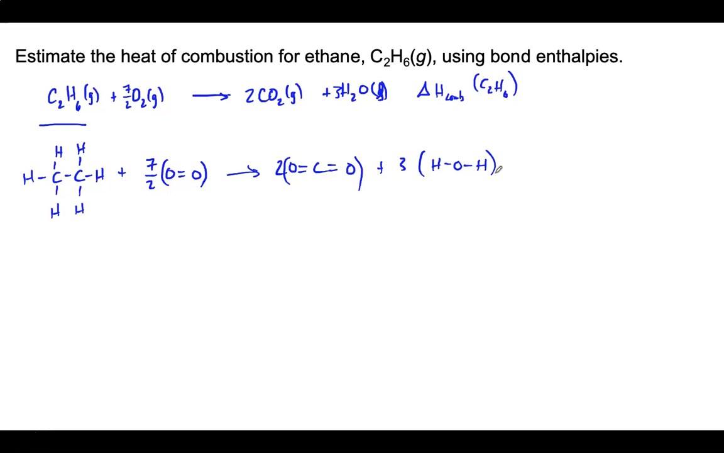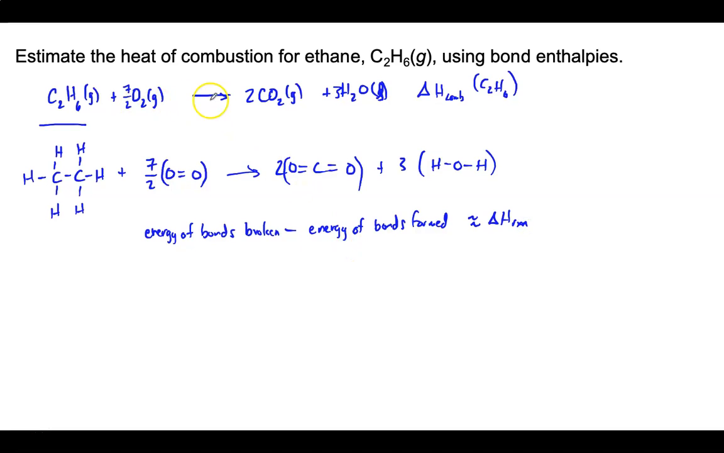Okay. So when you're doing bond enthalpies, what we do is the energy of bonds broken minus energy of bonds formed. And that will be an approximation for our delta H of the reaction.